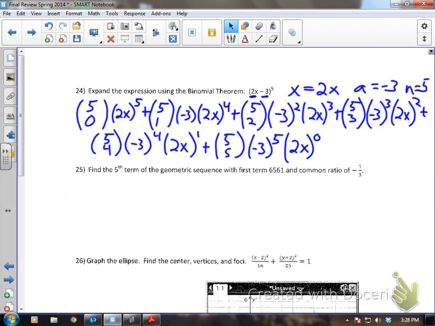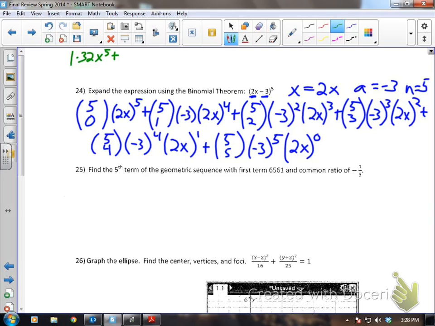Okay, since I'm out of space here, I'm going to write it up above. So remember that 5 taken 0 at a time, when you've got 0 on the bottom, it's just going to be a 1. So this is just 1 times 2x to the 5th. 2 to the 5th is 32, and then x to the 5th, plus 5 taken 1 at a time.